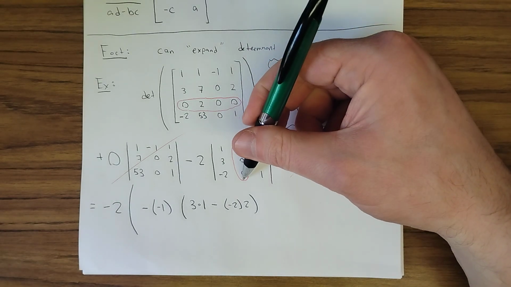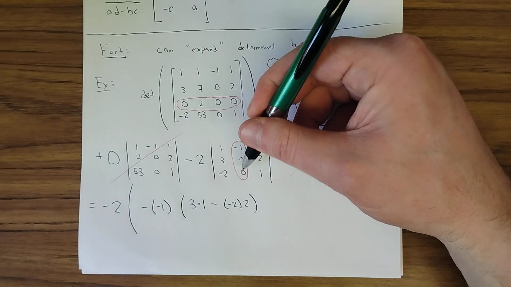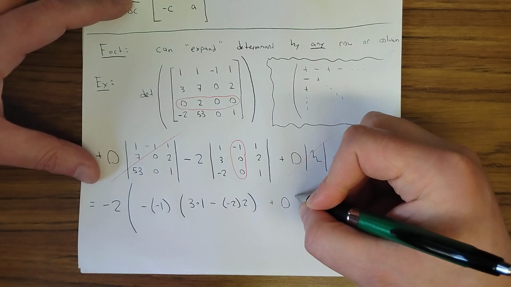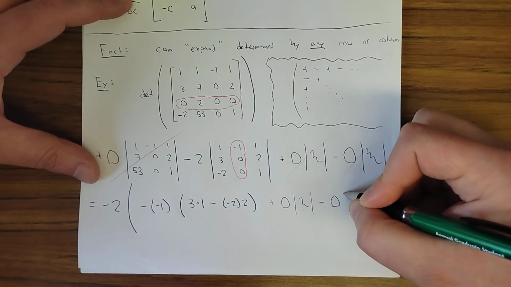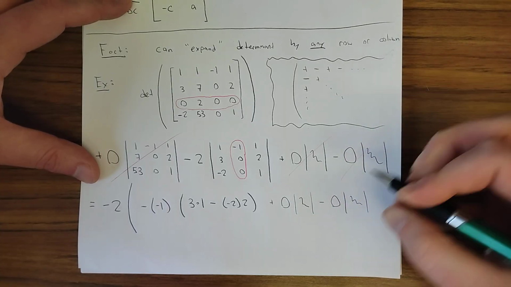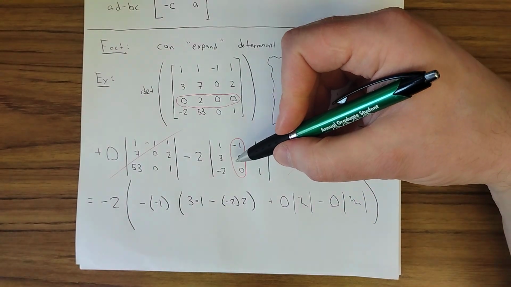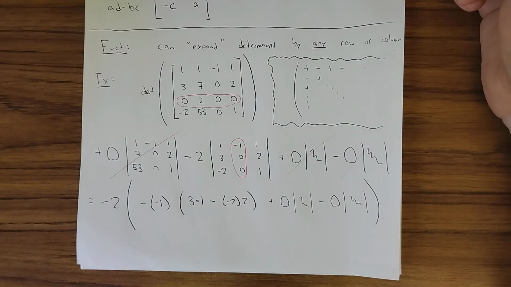So I'm going down this column. I already did my first one, and then the rest is going to be zeros. So, I mean, I don't really even need to write this. I'm just showing that I thought about it. But right, it's 0 times whatever determinant doesn't matter, and then this 0 times whatever determinant also doesn't matter.